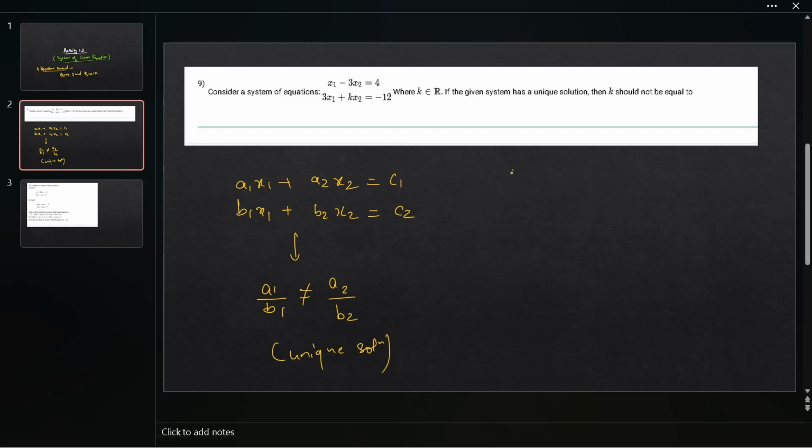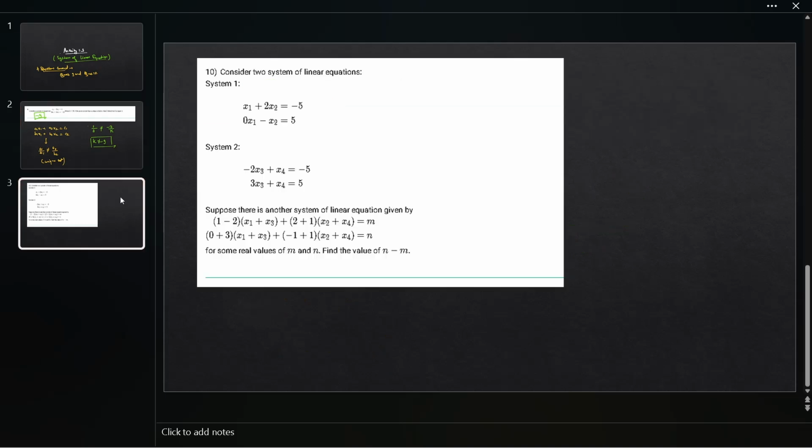We are given x1 minus 3x2 equal to 4 and 3x1 plus kx2 equal to minus 12. So we will say that 1 over 3 must not be equal to minus 3 over k. So from here, we can say that k must not be equal to minus 9. Because in the question it was asked that k must not be equal to what? So, k must not be equal to minus 9 if you want to get the unique solution. So, that was question 9.